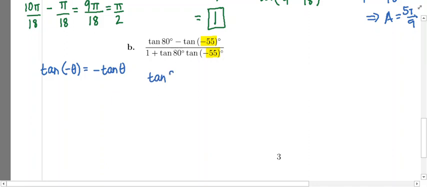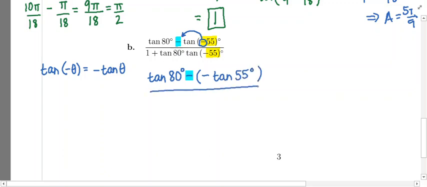I'm going to rewrite the expression. This is going to be the tangent of 80 degrees minus, this minus goes right here, and then I'm going to take out this negative and bring it out front. So we're going to be subtracting a negative tangent of positive 55 degrees. I'm going to do the same thing in the bottom. The bottom is going to be 1 plus the tangent of 80 degrees, and I'm going to take this negative sign right here and bring it out. So this is going to be tangent of 80 degrees times the negative tangent of positive 55 degrees.